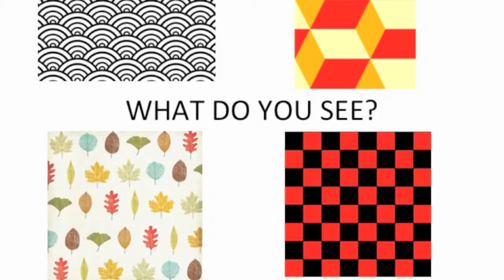So this lesson began with a review of something that is already in the mathematics curriculum at the 7th grade level, and that is the understanding of visual patterns called tessellations. And these are some examples of tessellations.